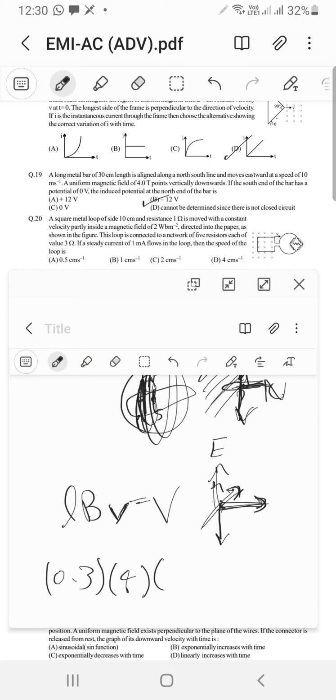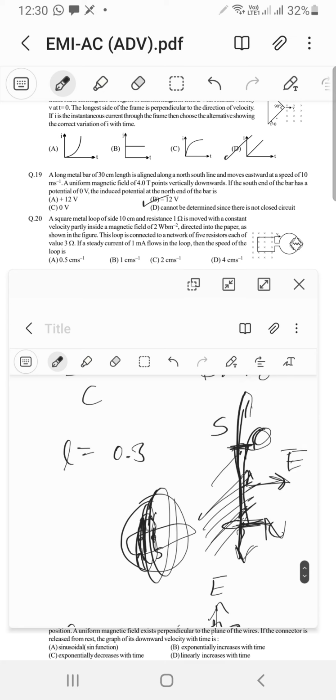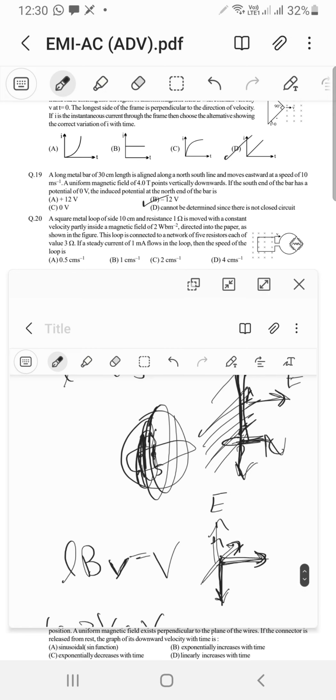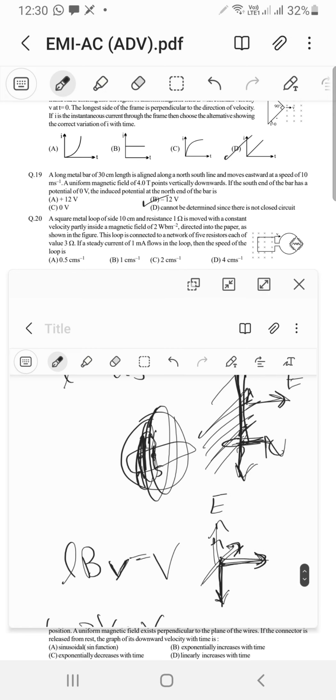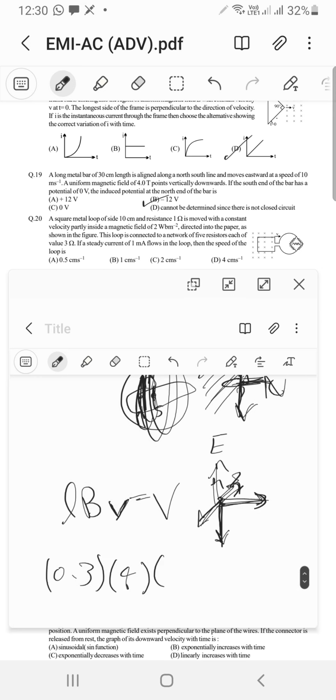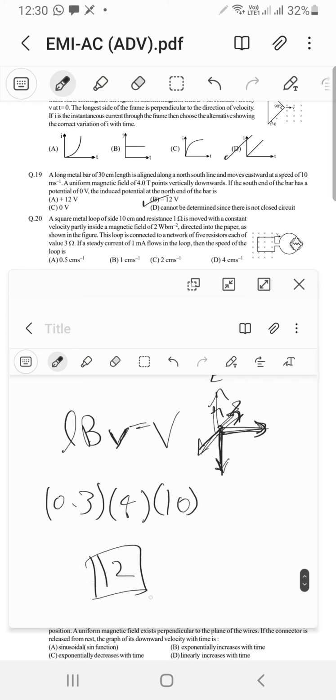Of course there's also a magnetic field in that direction. Do we have to care about that? Well, not really, because that is going to be in this or this direction and it cannot move in those directions in the first place, so don't care about that. So that will be 0.3 times 4 times our v, which is speed 10 meters per second, right? So it's going to be 12. So magnitude is right, and I think the direction is also right.